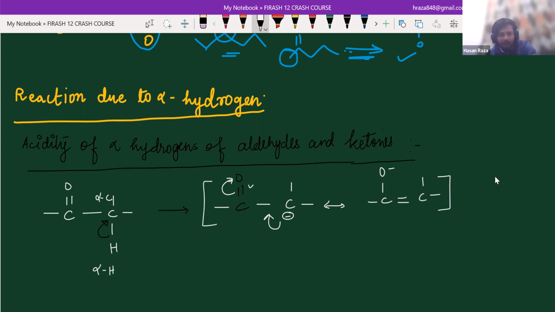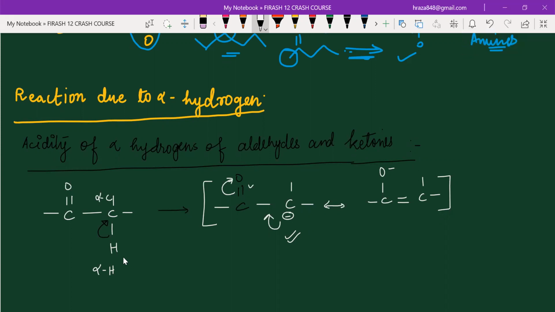So due to this alpha hydrogen in a carbonyl group, the hydrogen goes out as H plus. So this negative charge will be in conjugation with the double bond, and due to this double bond and conjugation, there will be resonance. That's why it is stable. That means if this conjugate base is more stable, it is most acidic. Is that clear, Firaz? Yeah. So can I change the slide?